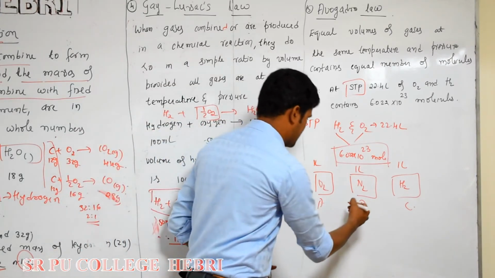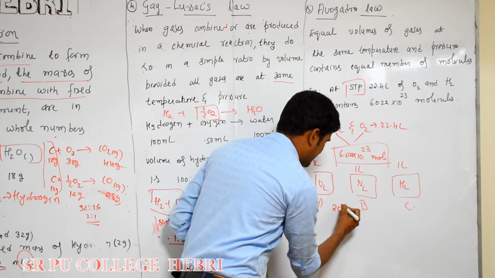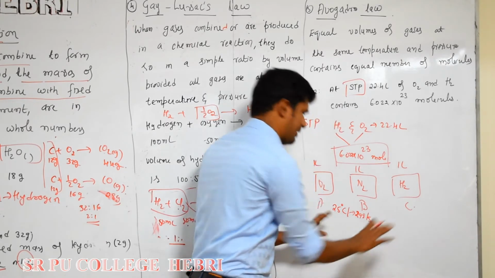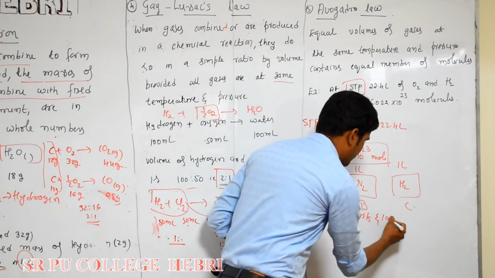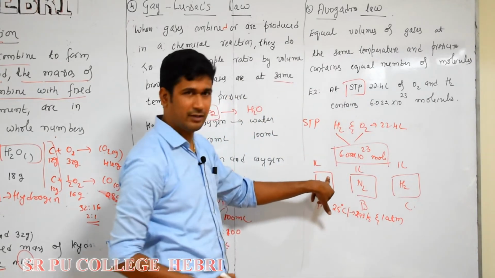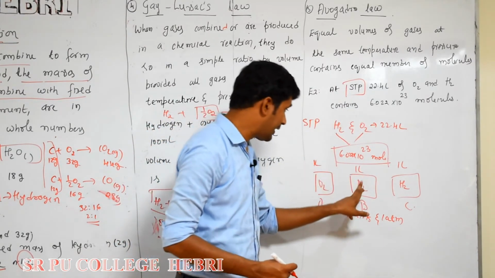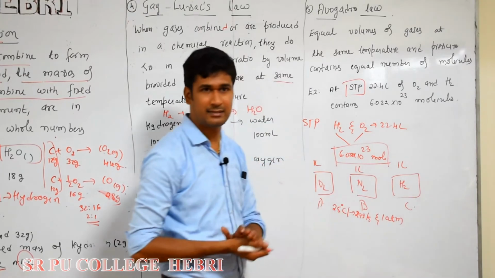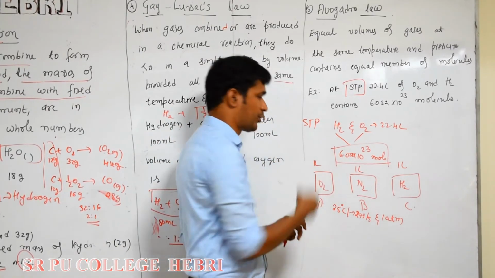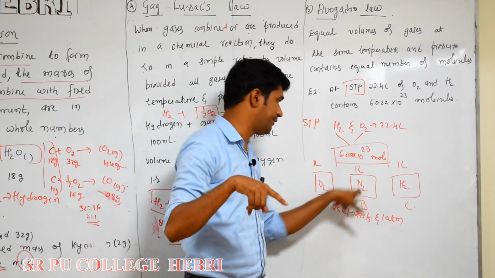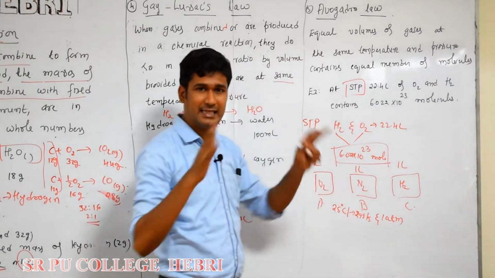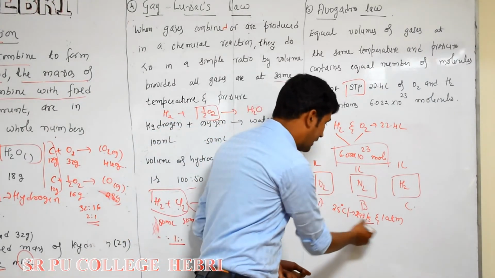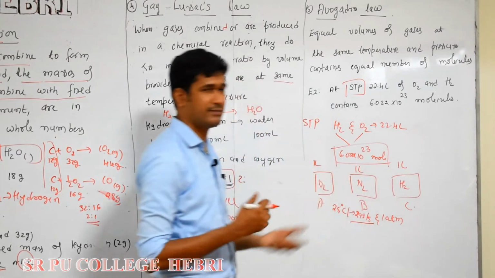Now at a given temperature and pressure, I'll take 25 degrees Celsius, that is 298 Kelvin temperature. It's just an example. And 1 atmosphere pressure. The number of molecules present in container A is equal to the number of molecules present in container B, which is equal to the number of molecules present in container C. That is, number of molecules of O2 is equal to number of molecules of N2, which is equal to number of molecules of H2. In all these three containers, the number of molecules is the same because we have maintained 298 Kelvin and 1 atmosphere pressure in all these three containers.